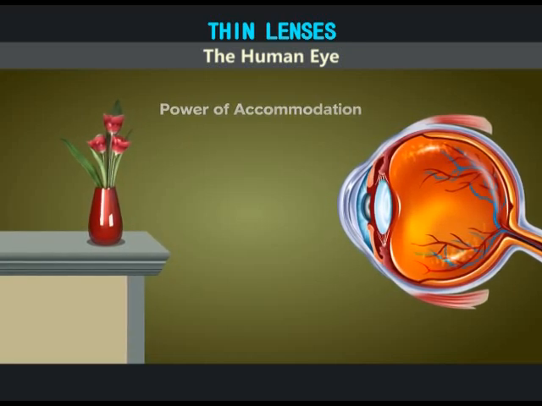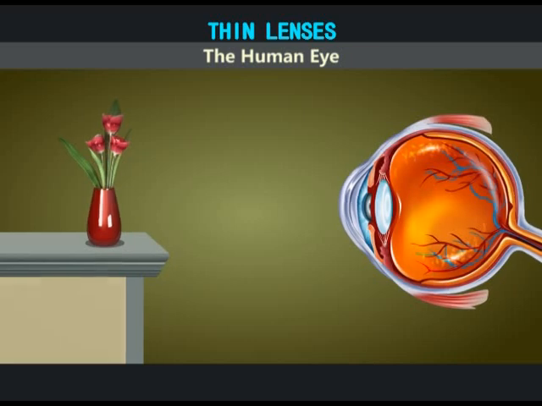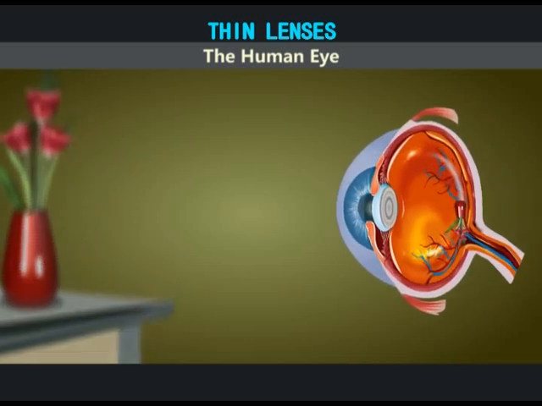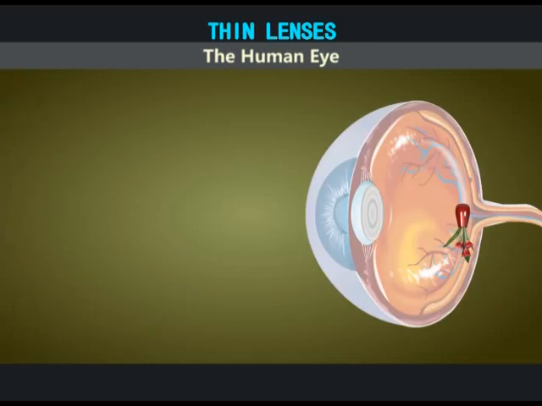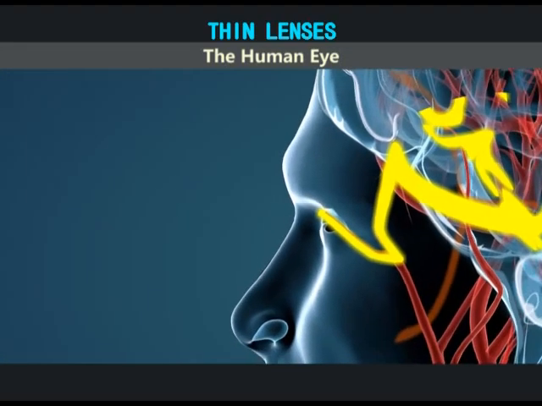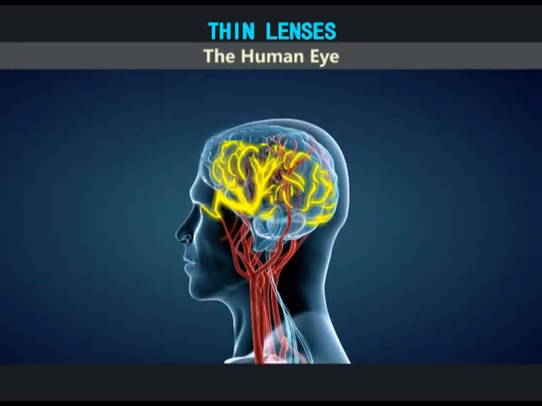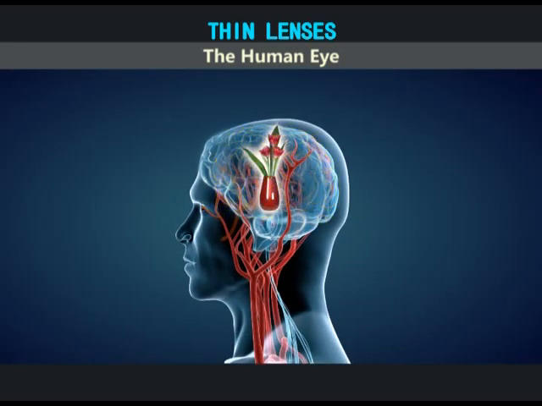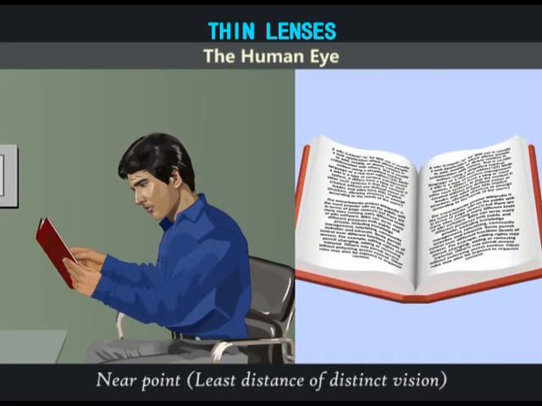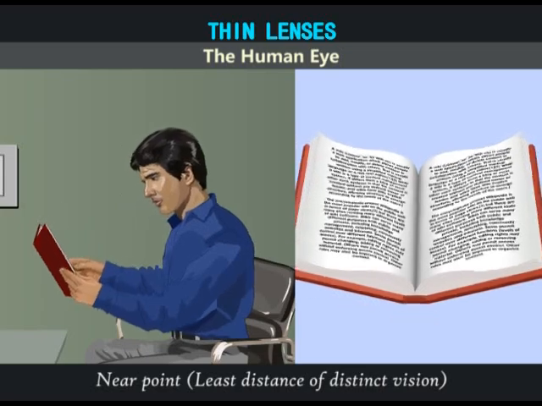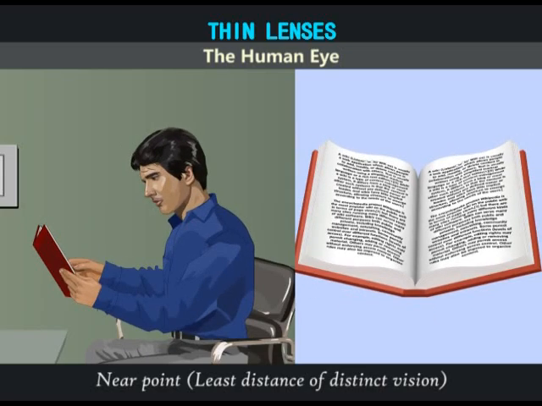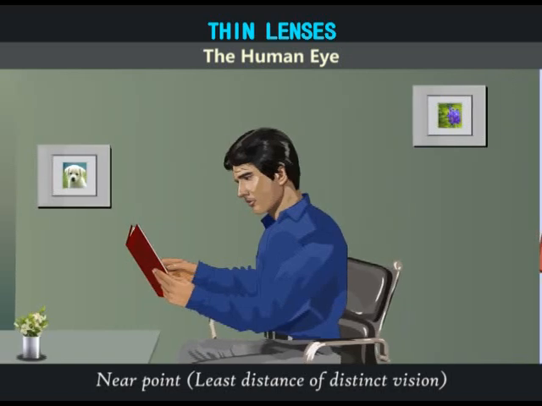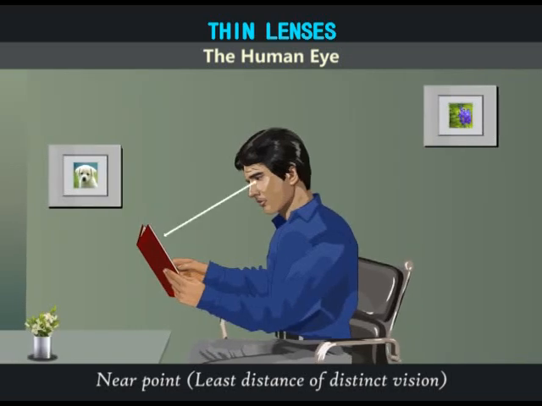The image formed by the eye is a real, inverted image of the object that then strikes the retina. The light-sensitive cells of the retina convert the light into electric signals that are relayed to the brain. The brain converts these electric signals into an image. The minimum distance at which the eye can see objects clearly is called the near point, or the least distance of distinct vision. For a normal eye, it is about 25 centimeters.